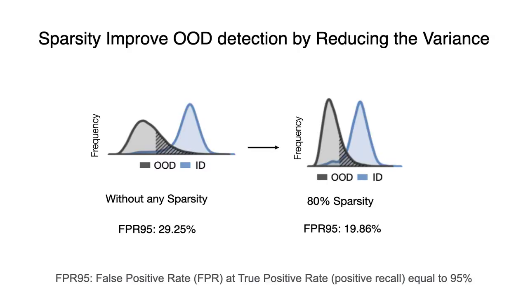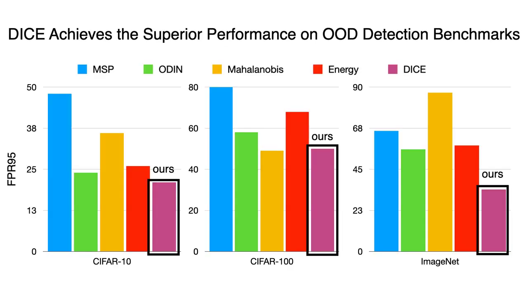Now we would like to show the empirical verification of our ideas. Initially, the output distribution without any sparsity appears to have a larger variance. Increasing sparsity levels results in a sharper distribution, which benefits OOD detection. We also compare DICE with competitive methods in the literature. Our results suggest that DICE is overall the most competitive method on both common benchmarks and large-scale evaluations.